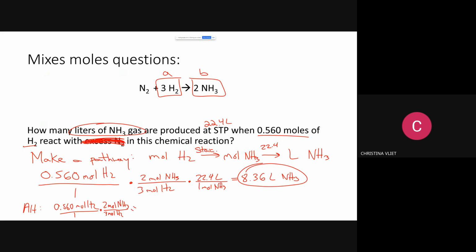Which would be 0.373 moles NH3. And then say, okay, I have moles, I want liters. To get to liters, I just know I have to multiply by 22.4. So just remember, that's times 22.4, because I'm trying to get to liters, and it will give you the same answer, 8.36 liters NH3. Either of those two methods, like I said, for most scientists, the top one's the preferred way, but if that's a struggle for you, you can do it the bottom way and it's okay.